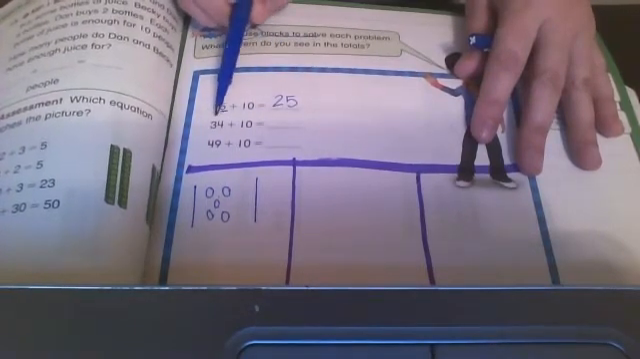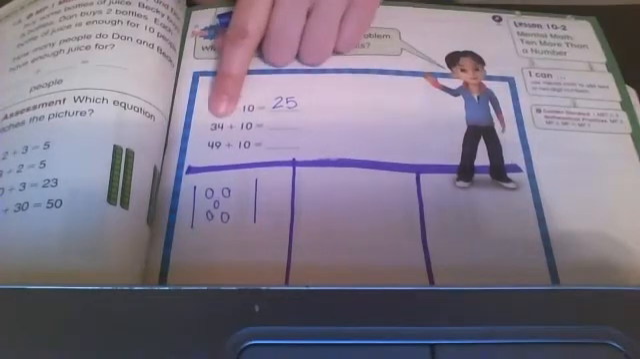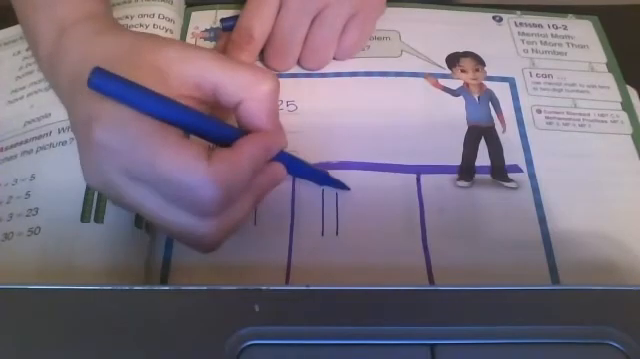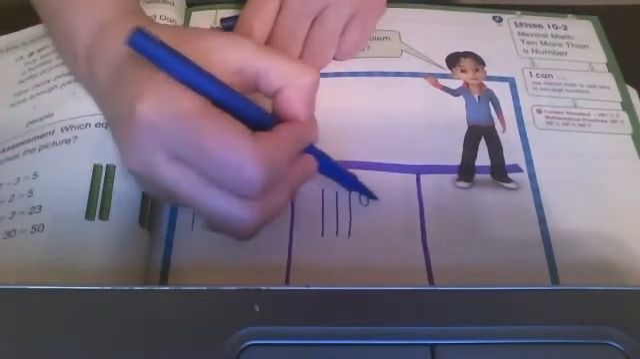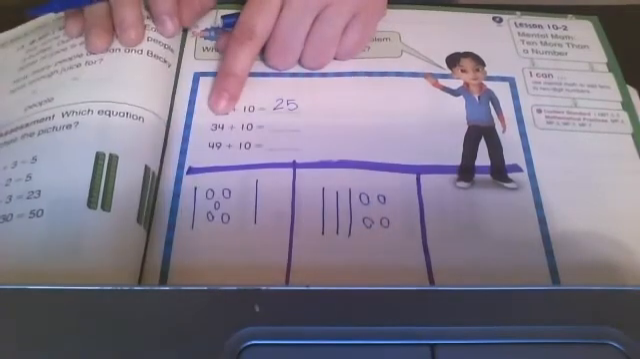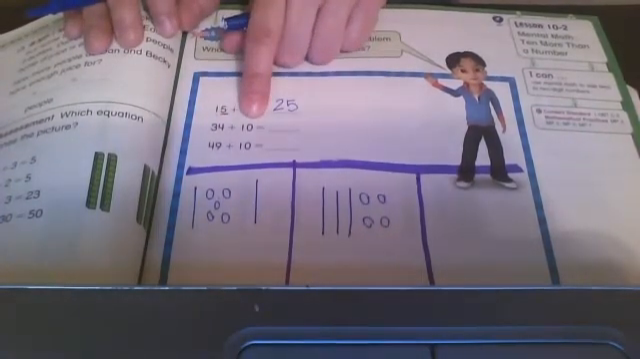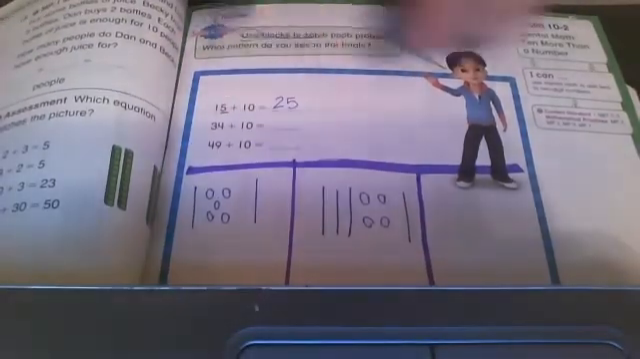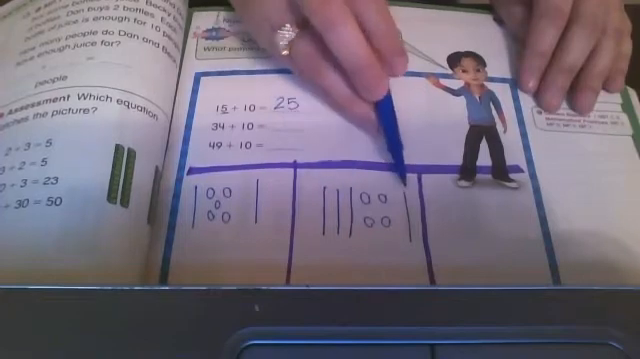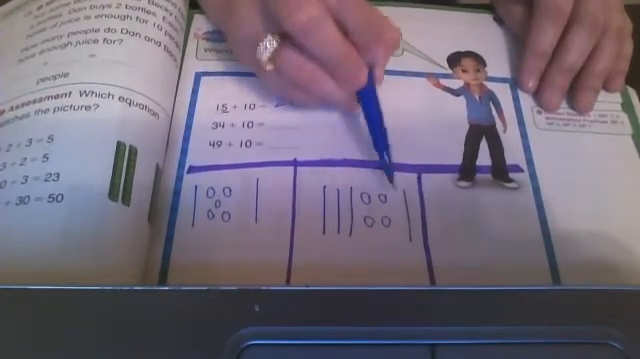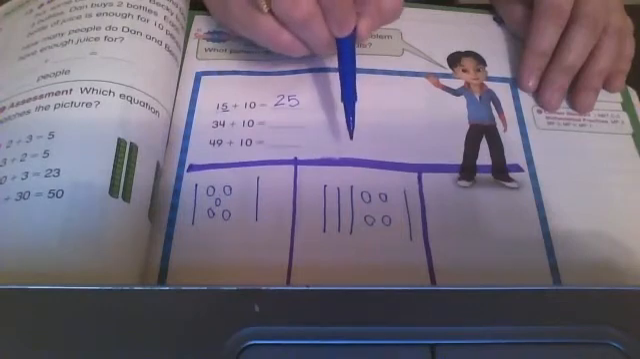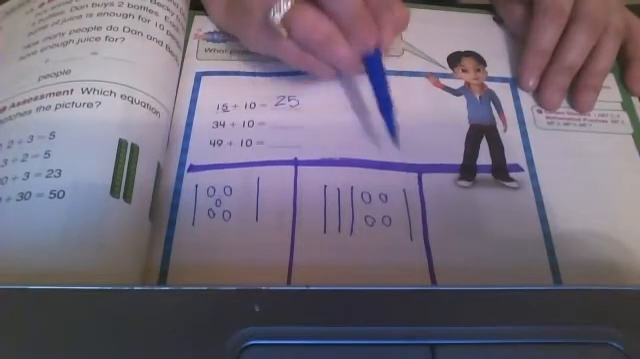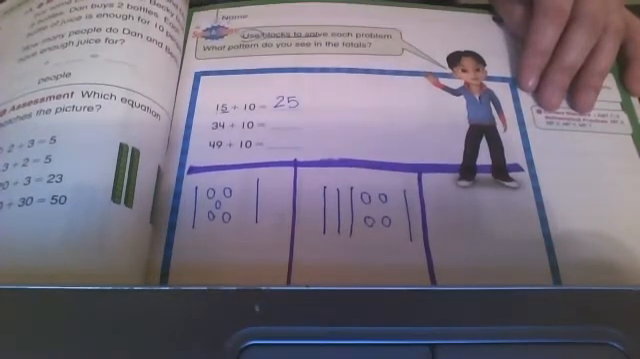Okay, my next equation is 34 plus 10. So again, I'm going to start by drawing that first addend: 10, 20, 30, and then 1, 2, 3, 4. And to that 34, I'm going to be adding 10. Let me add another 10 here. And now I have 10, 20, 30, 40, plus 4 more is 44. If we count on it, it would sound like this: 10, 20, 30, 40, 41, 42, 43, 44.